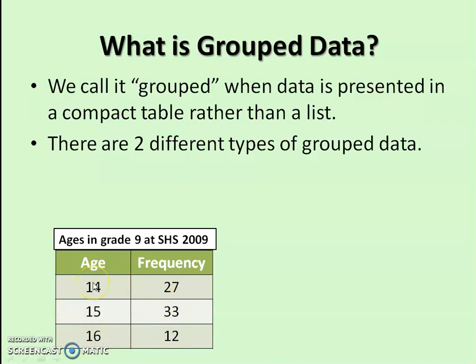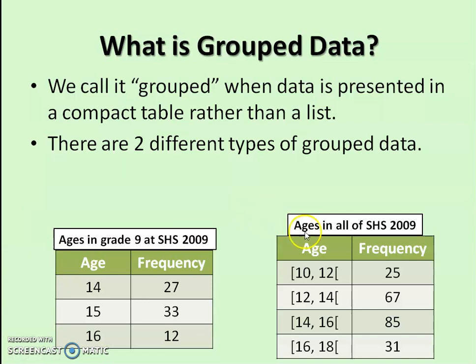So instead of listing 14, 14, 14, 14, 14, 27 times, comma, 15, 15, 15, 15, 15, 33 times, and then a whole bunch of 16s, 12 of them, it would be much easier and more compact to list the data this way. So that's one type of grouped data.